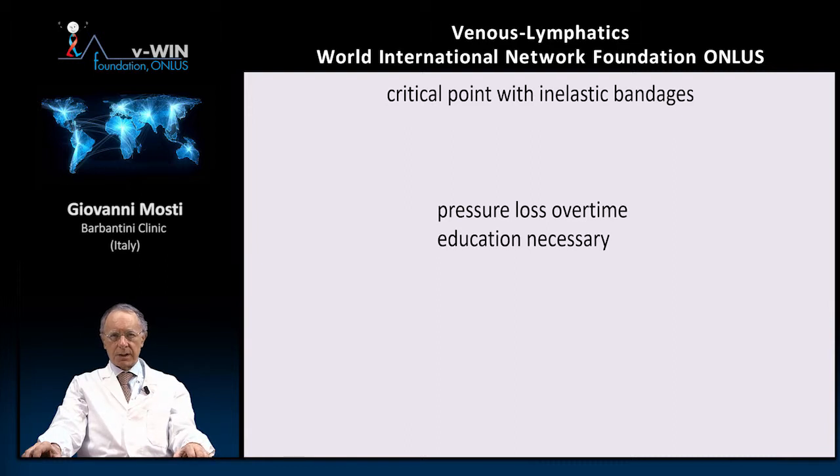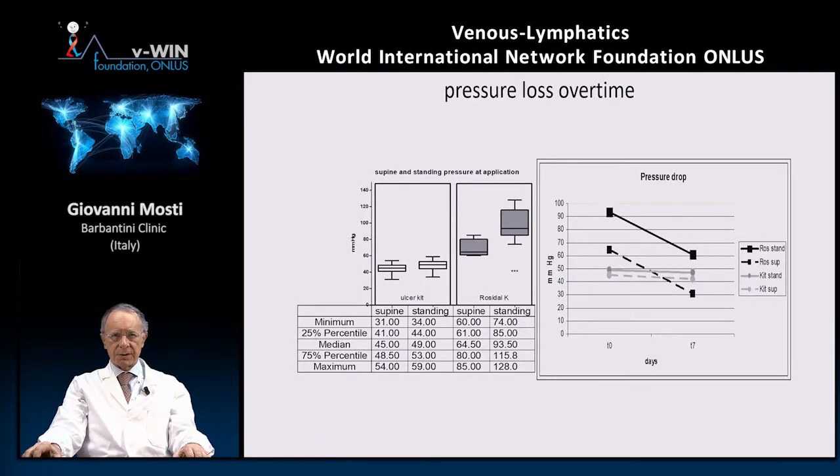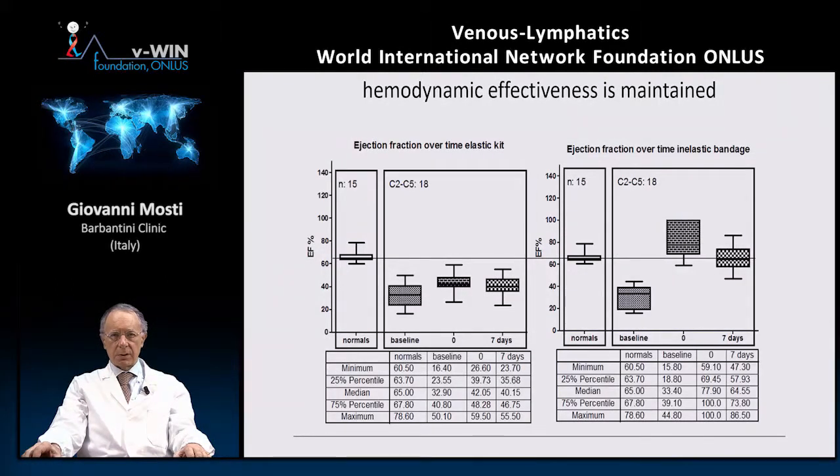There are some critical points within elastic bandages: pressure loss over time and education that is extremely necessary. Pressure loss over time. We know that with inelastic bandages, we have a significant pressure loss. Even if after a few hours the pressure decreases dramatically, this is not a big problem from a functional point of view, because we saw that even after 7 days, despite a significant pressure loss, the decrease in effectiveness regarding ejection fraction for inelastic bandages is not so much. And the effectiveness is still in the normal range. While for elastic stocking, you never have, neither after preclusion, neither after some days, an effectiveness concerning hemodynamic effect.